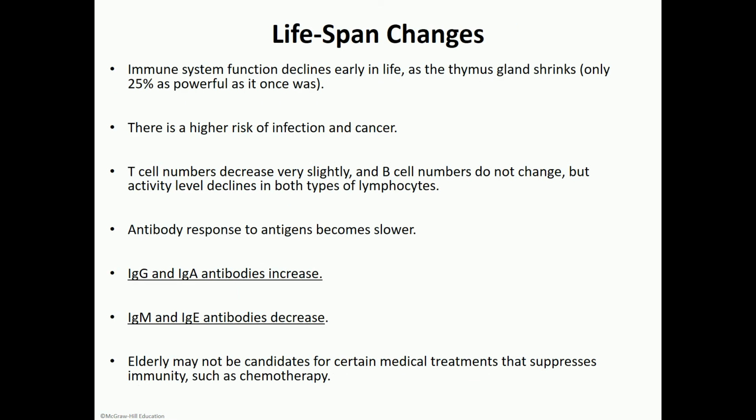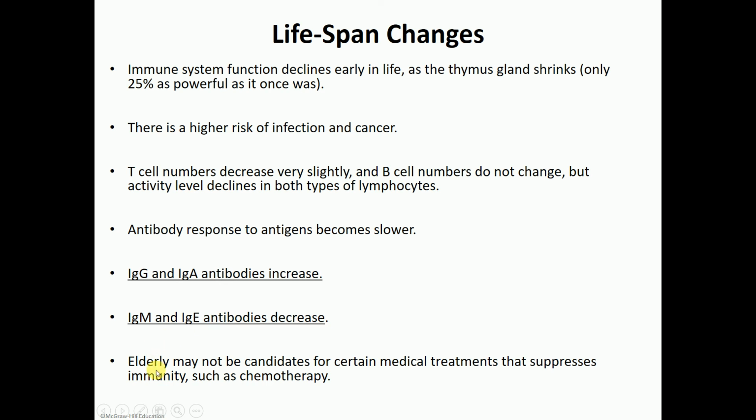And that takes us to the lifespan changes that happen to our immune system. Because of the thymus gland that shrinks as we age, our immune system tends to decline in function, and that puts us at a higher risk of infections and cancers as we age. The response of antibodies to antigens becomes a lot slower. Two kinds of antibodies actually increase as we age, and those are IgGs and IgAs, while two decrease, and those are IgMs and IgEs. So remember we said that the different kinds of immunoglobulins are GAMED. The first two, the G and the A, increase, while the M and the E decrease.